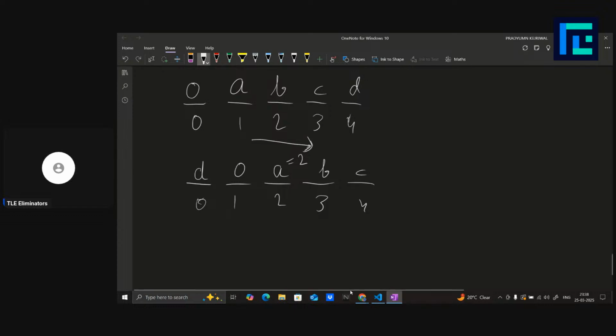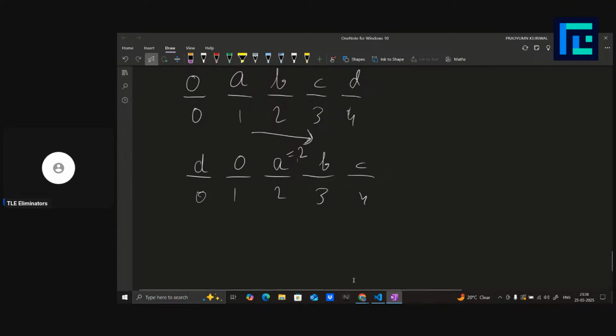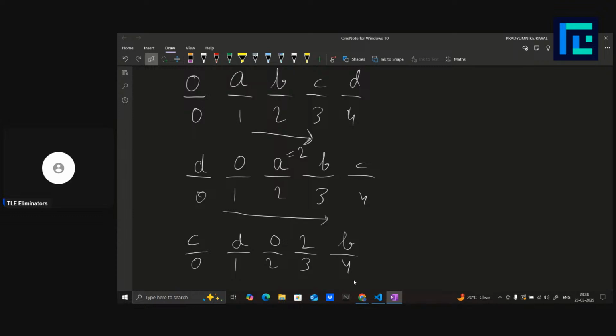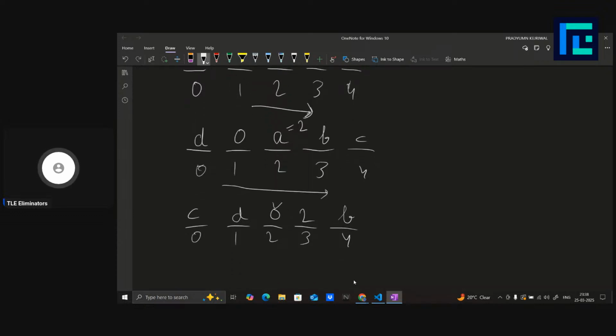Okay. Then again, let's try to cyclic shift it. So I'll draw it. If you shift this to the right, then C will come to the front element. So it will become C D 0, 2, which was A, and B. And again, you have indices 0, 1, 2, 3, and 4. So now we are done with 0 and 2 as the fixed points. What should I do next? Let's make this 4 next. So 0 to 4. So B equals 4.